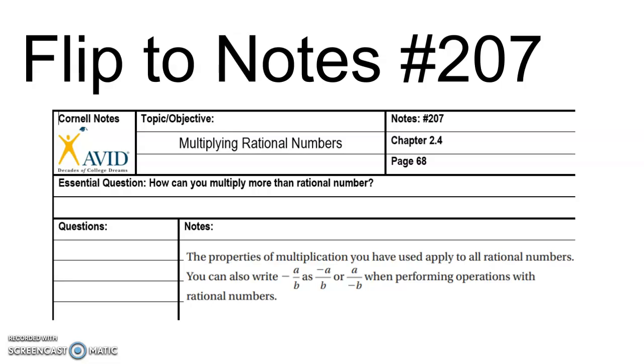So, today we are covering the notes for 207, which is continuing on with multiplying rational numbers. So, it looks like this. So, flip to that in your notes.